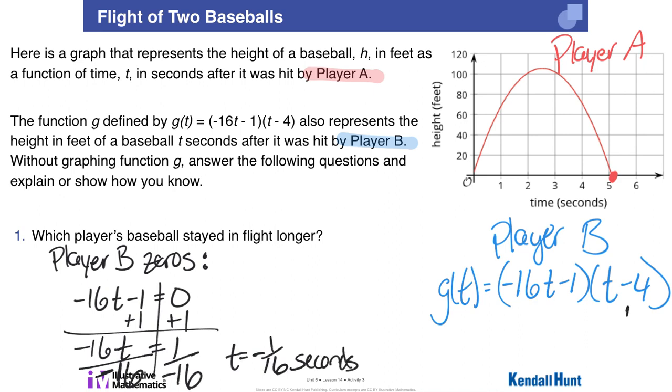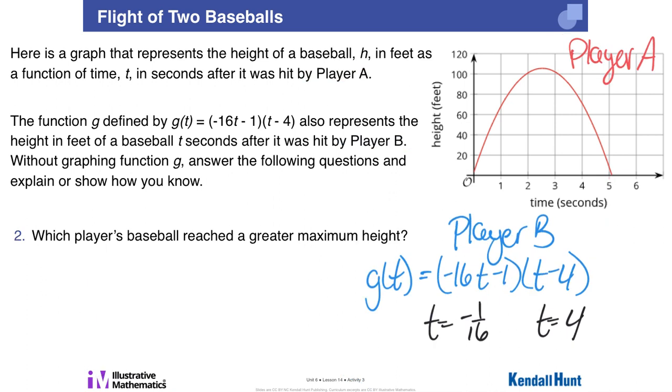And then the other 0 from right here, this one's a little bit easier. We see t equals 4, and that's going to be 4 seconds. So the baseball was on the ground at 4 seconds and at negative 1/16 seconds. This one, negative time, does not make sense in our problem. And so we'll just ignore that one. And so we know that the baseball was in the air for 4 seconds. This is the other 0 when it hit the ground.